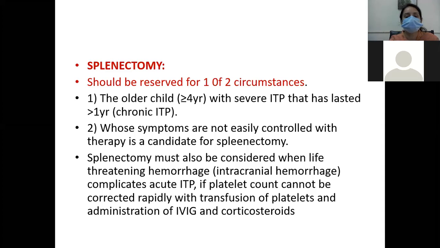So, splenectomy must also be considered when there is life-threatening hemorrhage like intracranial hemorrhage and complications of acute ITP, if the platelet count cannot be corrected rapidly with transfusion of platelets and administration of intravenous immunoglobulin and corticosteroids is not possible.